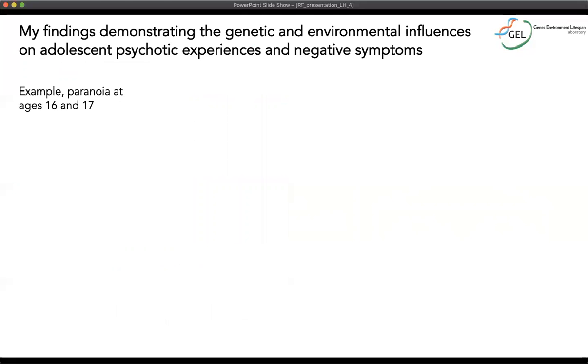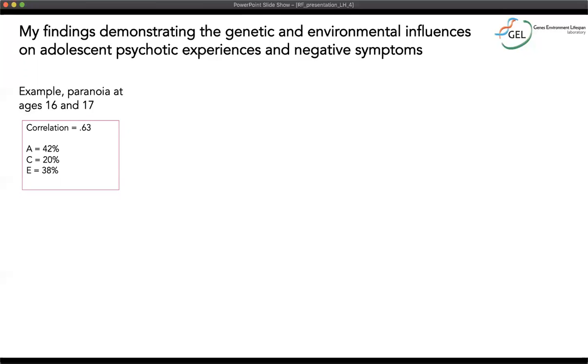I'll focus here on paranoia, and examples of paranoid experiences are things like thinking that you're being followed and thinking that people are talking about you behind your back. So we found that across the whole sample, the association between paranoia reported at 16 and paranoia reported at 17 was 0.63. And this standardized association statistic, which is called the phenotypic correlation coefficient, represents a substantial association, which is perhaps not too surprising given the short time period.